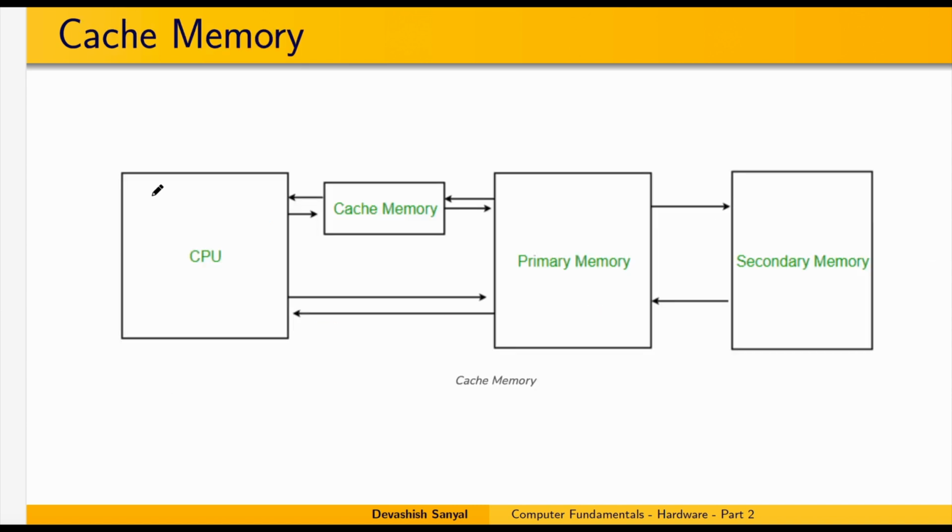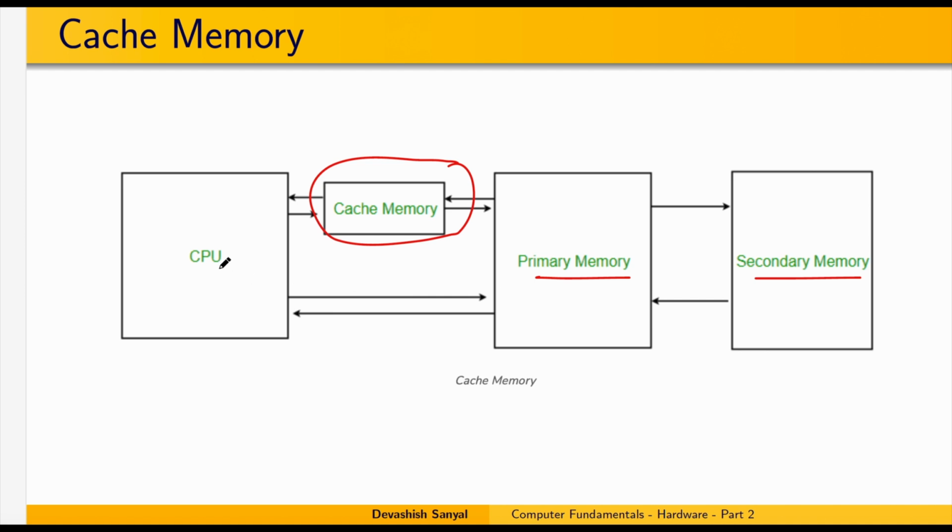Now the important concept of cache memory. So what is cache memory? This is my CPU, and here you can see cache memory. This cache memory is actually located inside the CPU. Though it is shown to be located outside, it is actually inside the CPU. Then you have primary memory, that is my RAM, and then you have secondary memory, which is the storage device.